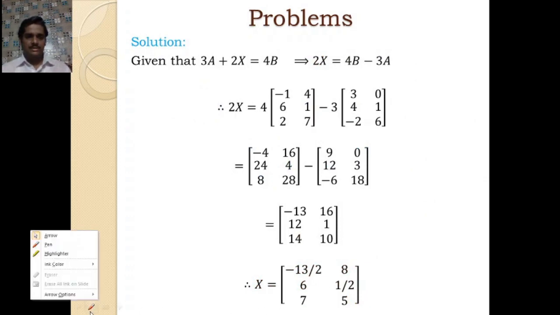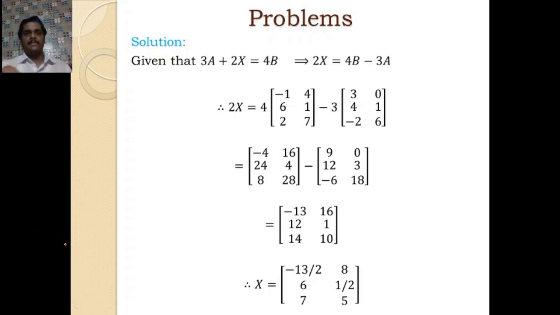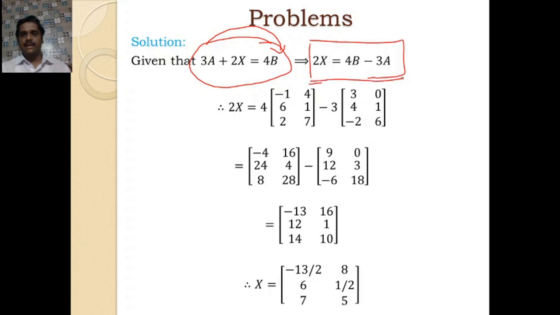So we had this, and practically what we do is transfer this 3a to the other side to give you minus 3a. So we get this. After this, we put the values of b and a. So 4 remains 4. In place of b, we put the matrix b, minus minus 3 as it is. In place of a, we put the matrix a. And after that, we perform the matrix scalar multiplication.